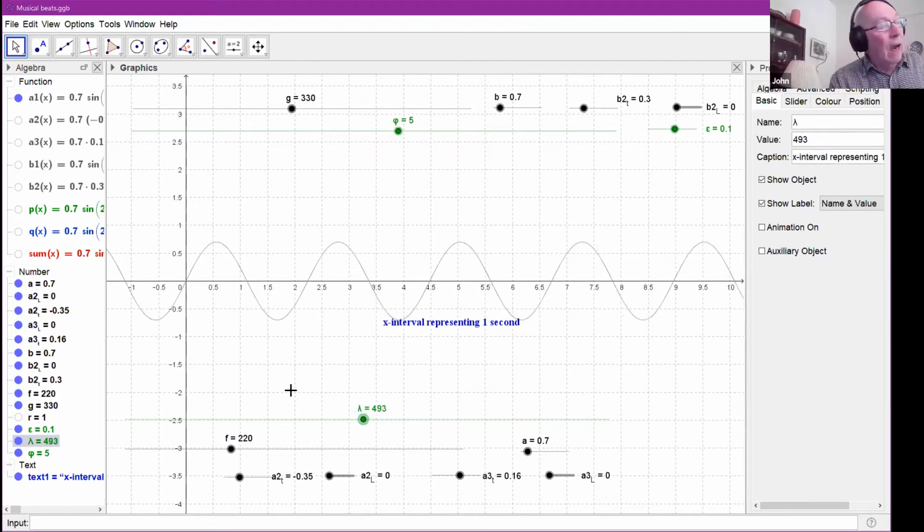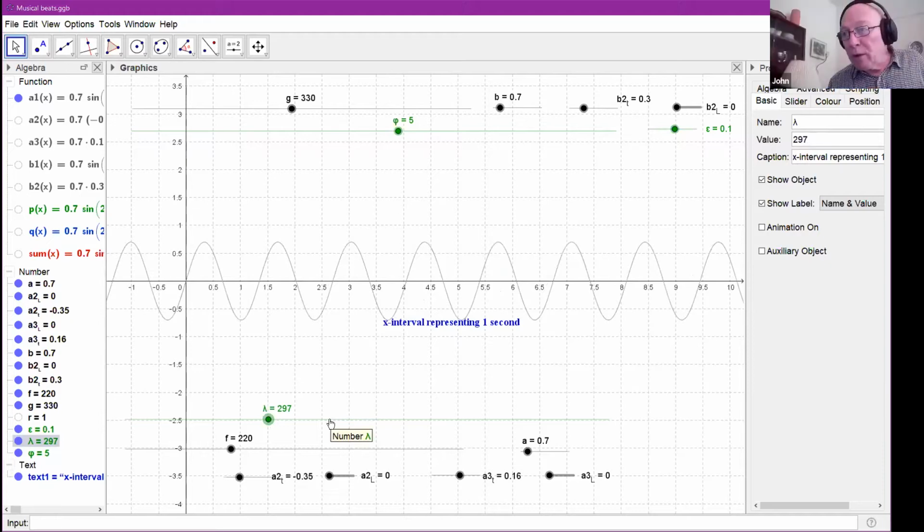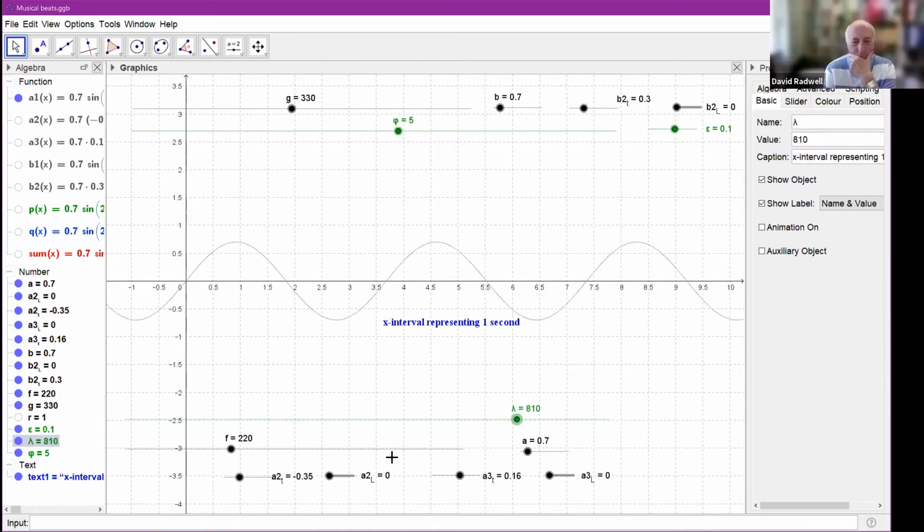Can you see that I've got the same wave? I'm just merely changing the time scale. So if I bring it right down, I get more of the waves in on the graph. If I bring it up to here, I see more detail for each wave. All right, I'll leave it there for the moment.